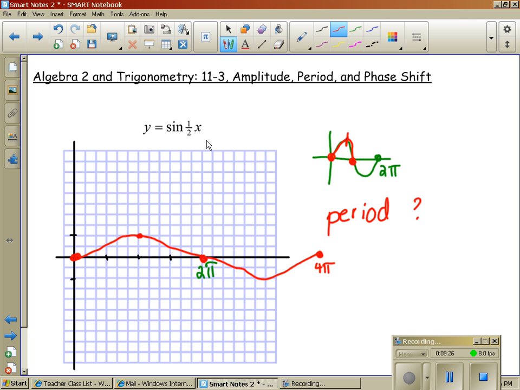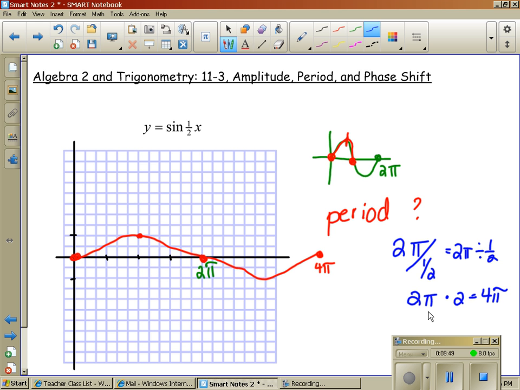Or we can just use the formula. Take 2 pi and divide it by the number in front of x. 2 pi divided by 1/2 is the same as 2 pi times 2. So 4 pi. Right? Flip the second number.